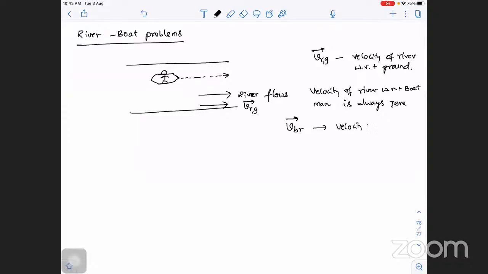Velocity of the boat with respect to river, or velocity of river with respect to boat. Only the negative sign will differ, but the remaining things are the same. So in this case it is 0. It is not 0 every time, only in this case, because the boat is not being rowed by anybody. The boat is not being driven by anybody.